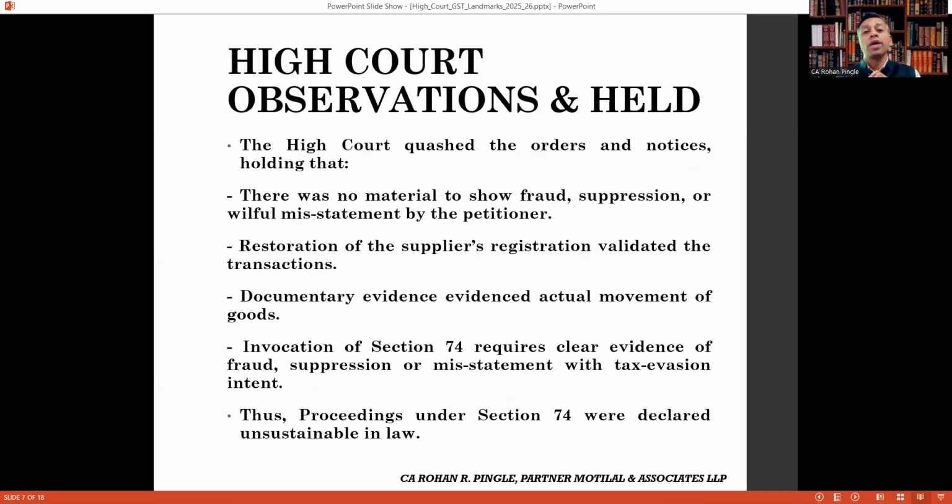Let's see what the High Court observed and held. The High Court quashed the orders and notices, holding that there was no material to show fraud, suppression, or willful misstatement by the petitioner. Restoration of the supplier's registration validated the transactions. Means here what happened is that earlier the registration was cancelled, but after some time the registration of that particular supplier was restored. There was also documentary evidence of actual movement of goods. Invocation of Section 74 requires clear evidence of fraud, suppression or misstatement with tax evasion intent. Here there was no such intent. Thus, proceedings under Section 74 were declared unsustainable in law in this case.